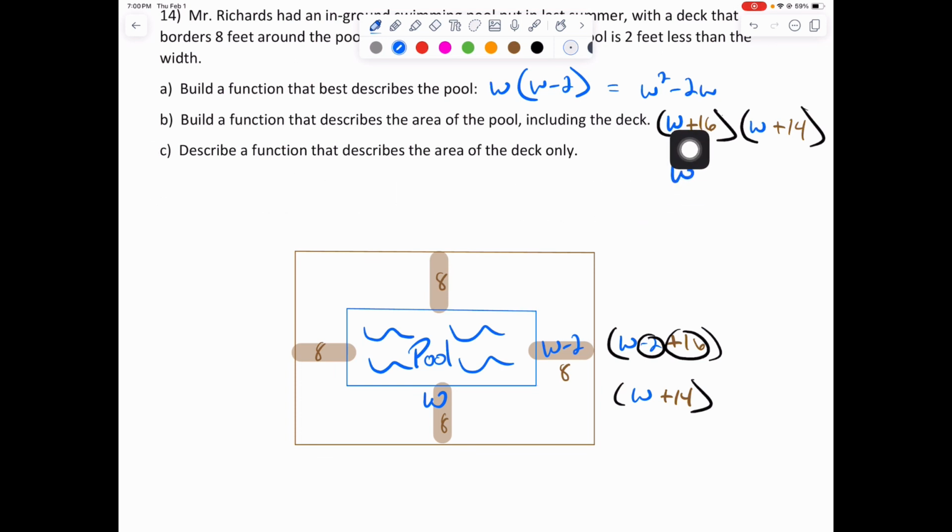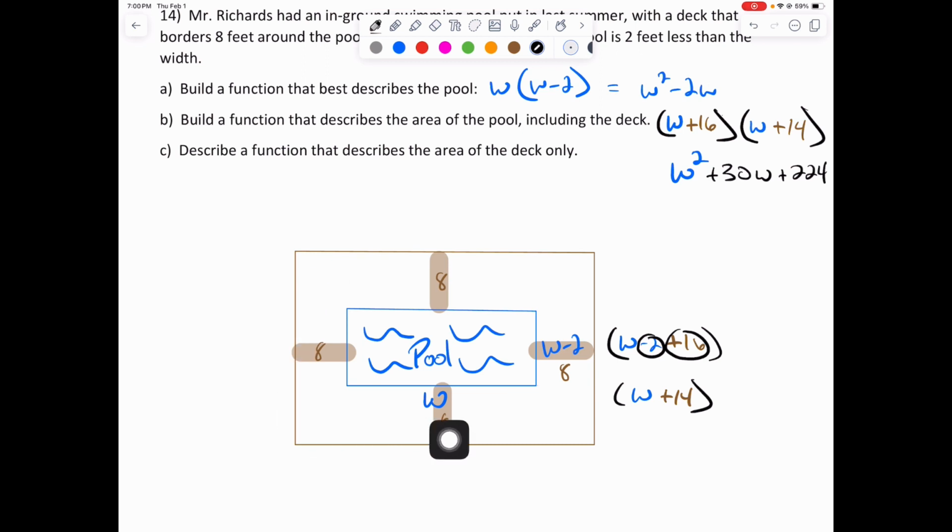And then if we do 16 plus 14 over here, it's kind of a shortcut method because essentially we'd get a 14W and a 16W. So we're just jumping the gun here and simply combining, but adding a W with it. I'll write out the rest of this in black for us. And if we did 16 times 14, that would be plus 224. Then it says describe a function that describes the area of the deck only.